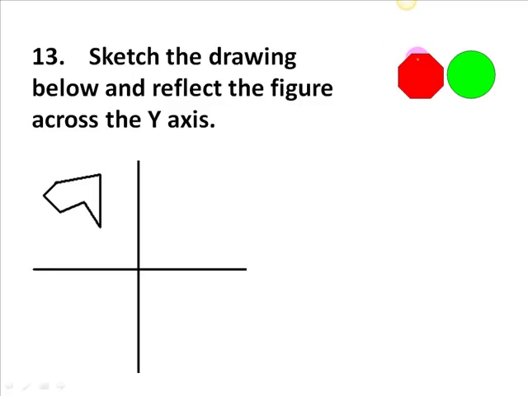Number 13, sketch the drawing below and reflect the figure across the y-axis. Click on the stop sign. Okay, this is our y-axis, and we're going to reflect it across it. So I'm going to attempt to freehand something that shows a reflection. So it looks something like that. And so if you drew something that looks like that, you're getting it right.